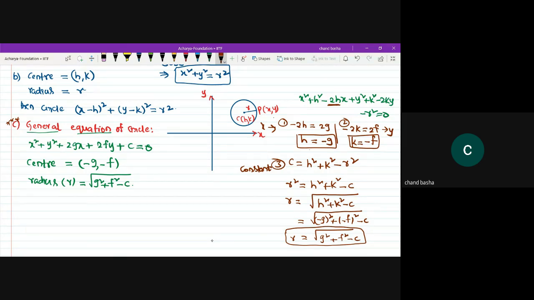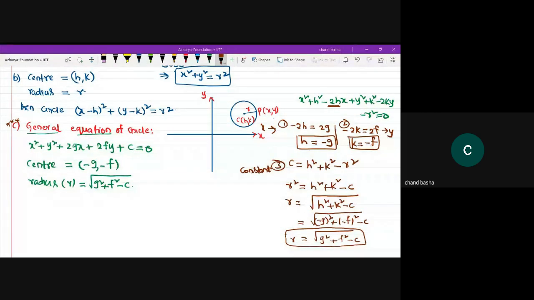So directly, I have given three circle equations. The first equation is when the center is 0, 0 and the radius is given. The second point, the center is given and the radius is given. The third point, the generalized equation. These are the three forms of the equation of the circle.